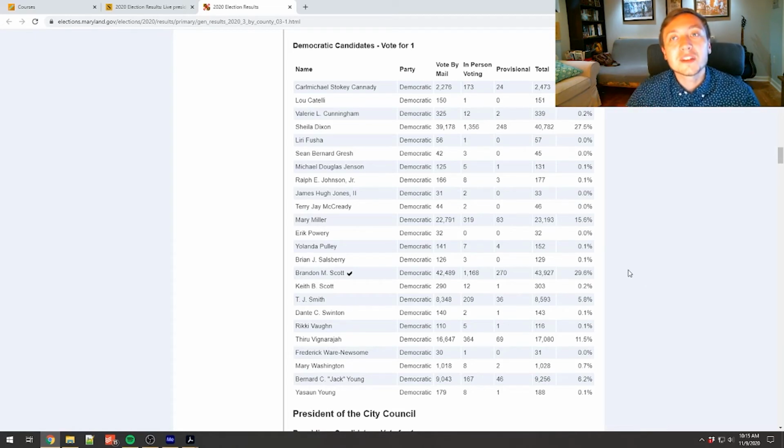So what we're really thinking about here is this idea of spatial voting. That is, if we think about the average Baltimore voter and their ideological distance, or the perceived distance between this candidate and that average person, we would make the assumption that a lot of people perceived Brandon Scott to be relatively close to them in terms of his particular political ideology.